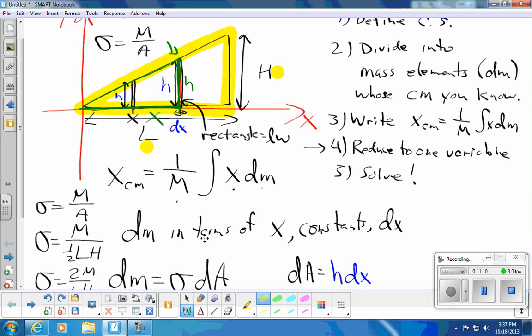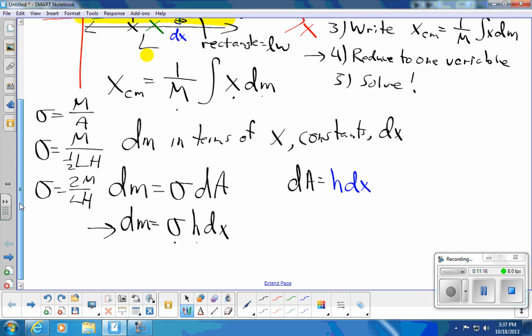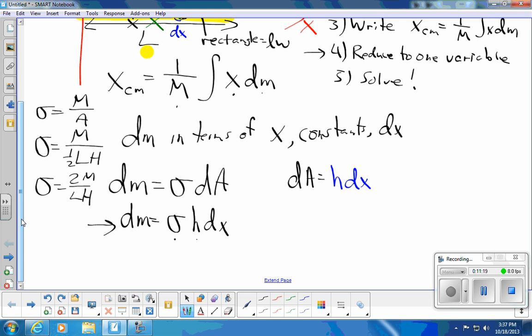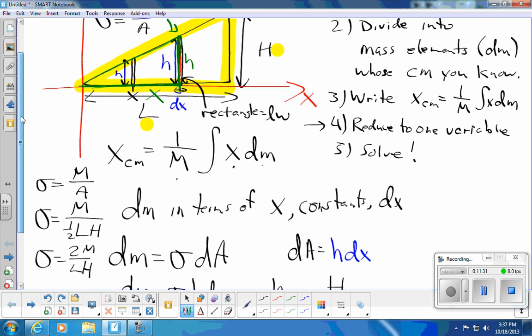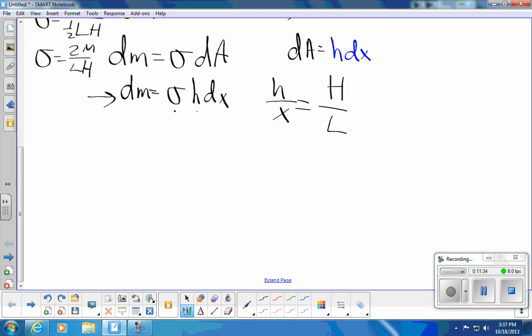Well, those two triangles are similar because they have the same angles, and so I can set up proportions. I can say that the vertical side, h, over the horizontal side, x, that's the little triangle, is equal to big H over L, that's the big triangle. So the sides are in proportion to each other. That allows me now to say that little h is equal to big H over L times x. I'm just rearranging. This makes me very, very happy because I can now plug in for h: dm equals sigma times h, but I'm going to plug in big H over L times x times dx.